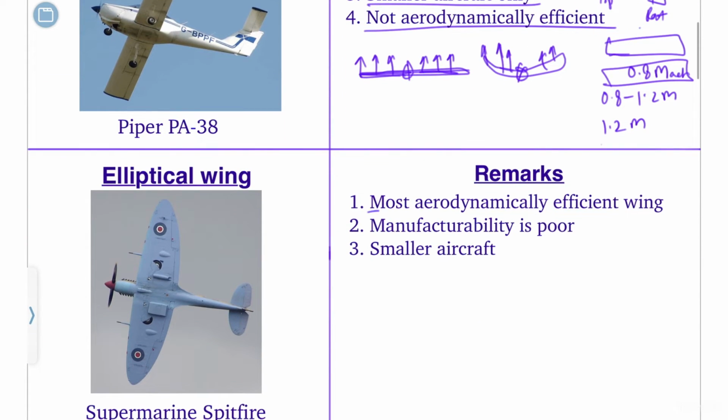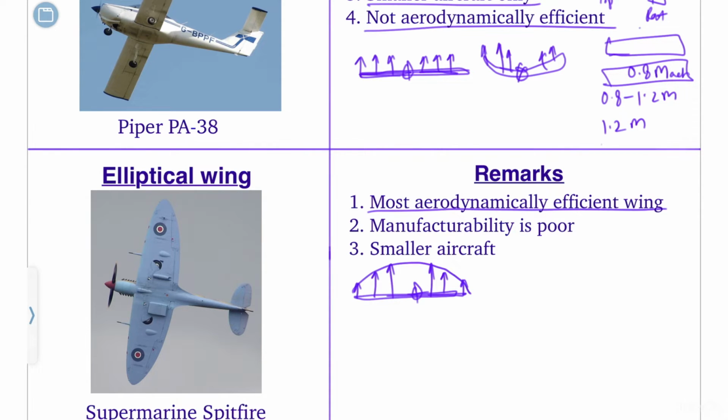Coming next is the elliptical wing. Elliptical wings are the most aerodynamically efficient wing. This has been mathematically proven. I'll again make the front view, and the wing which is attached is the aerodynamic wing. Because of the design of the wing, the lift generated at the tip is less and near the root is more, and this is known as elliptical lift distribution, which is the most efficient way of distributing lift.